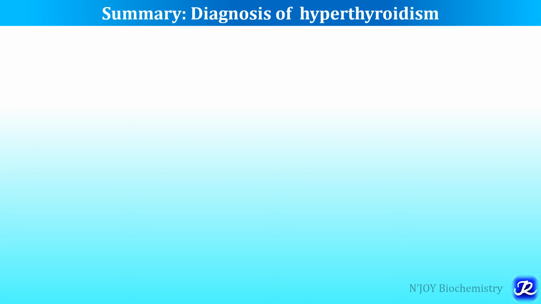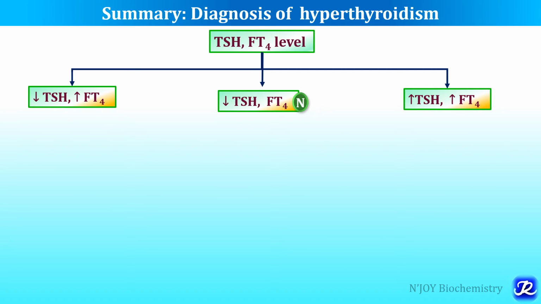What is the diagnostic algorithm for detection of hyperthyroidism? If the patient presents with the clinical features of hyperthyroidism, then first estimate TSH level and free T4 level. And by doing this, we can get three kinds of laboratory picture, where in the first case T4 is increased and TSH is decreased. This is indicative of primary hyperthyroidism, and the most common cause of primary hyperthyroidism is Graves' disease. The other causes are toxic multinodular goiter, toxic adenoma, thyroid carcinoma, etc.